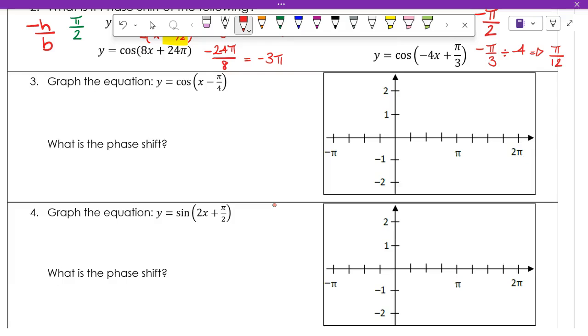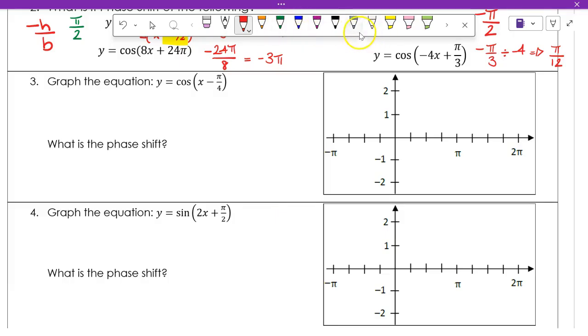Then I have my h. So h here is going to be pi over 4, because I'm dropping that into a negative thing there. It's the opposite. My k, it's a 0. That's on the outside of my function there. So a is 1, b is 1, h is pi over 4, and k is 0.